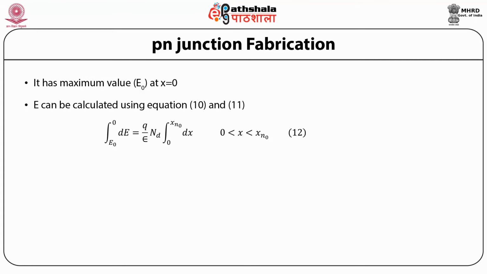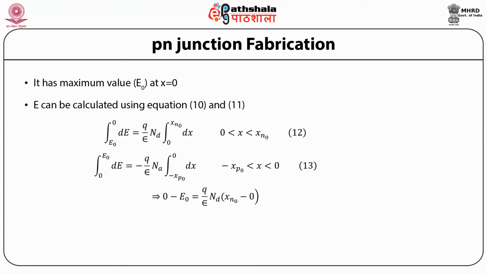That is, integral E naught to 0 dE equal to q by epsilon Nd integral 0 to xn naught dx for x varying from 0 to xn naught, and for x varying from minus xp naught to 0, integral 0 to E naught dE equal to minus q by epsilon Na multiplied by integral minus xp naught to 0 dx. This implies 0 minus E naught equal to q by epsilon Nd multiplied by xn naught minus 0, and E naught minus 0 equal to minus q by epsilon Na multiplied by 0 plus xp naught, which implies E naught equal to minus q by epsilon Nd xn naught equal to minus q by epsilon Na xp naught.